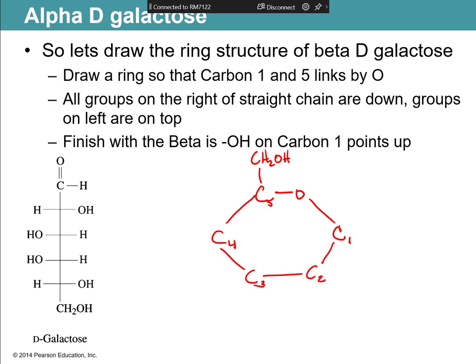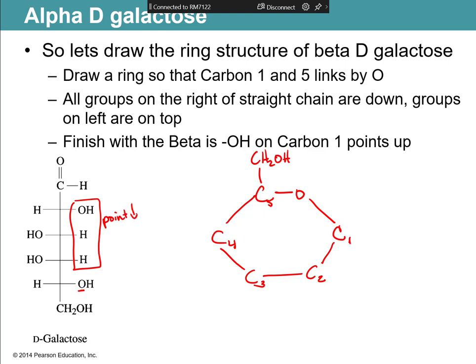So that's how you end up with the hexagon with the little oxygen in the upper right corner. That oxygen actually was carbon number 5's oxygen. So it's the one that now is part of that ring. So remember, in determining where the alcohol or hydrogen groups are in carbon 2, 3, and 4, all of the groups that are on the right side of the straight chain all point down.